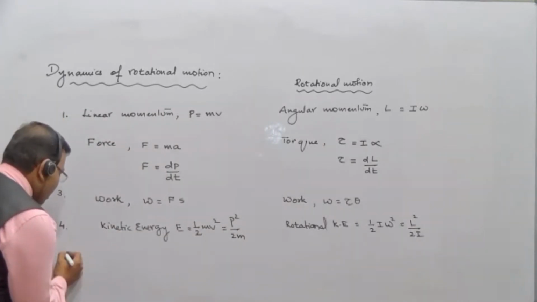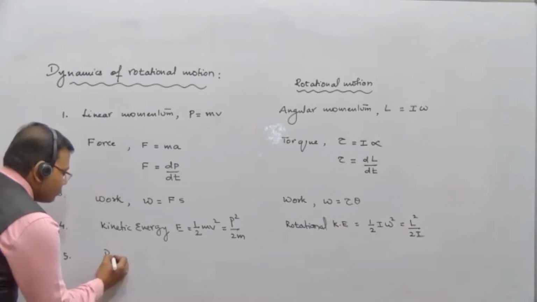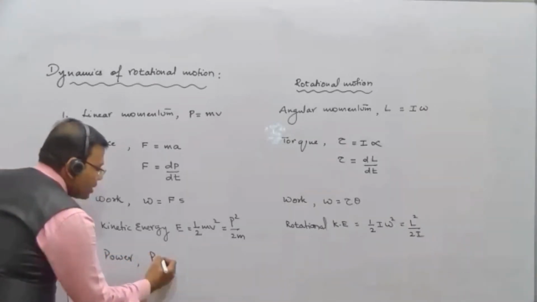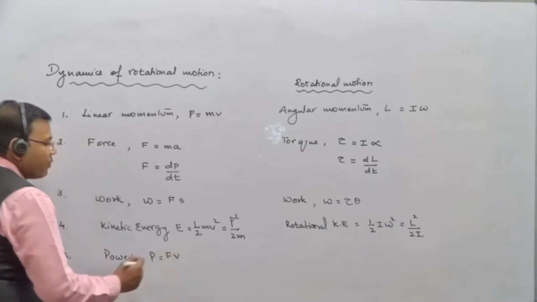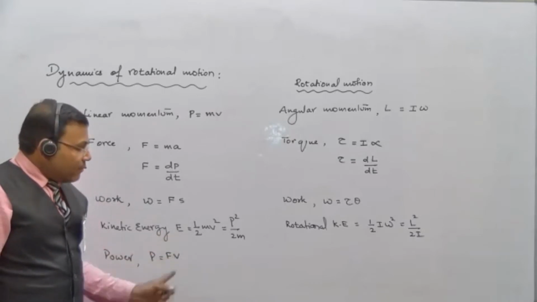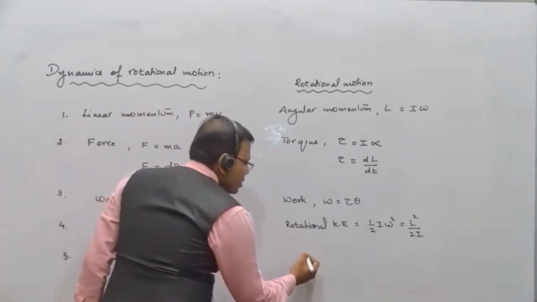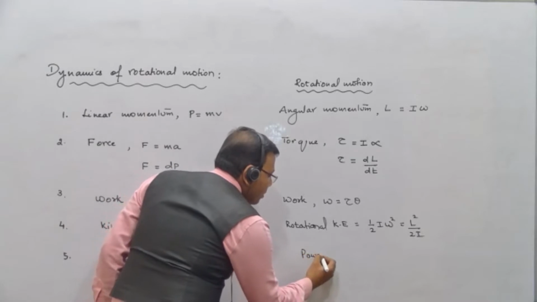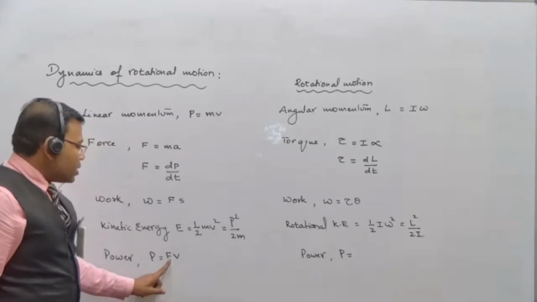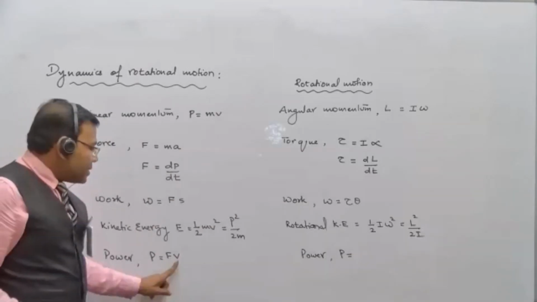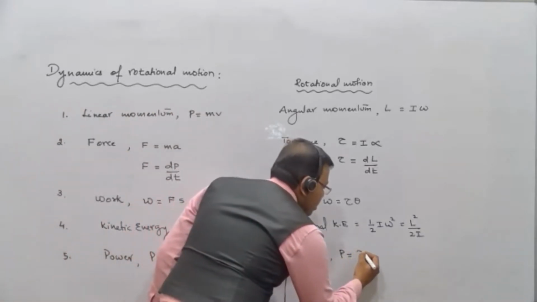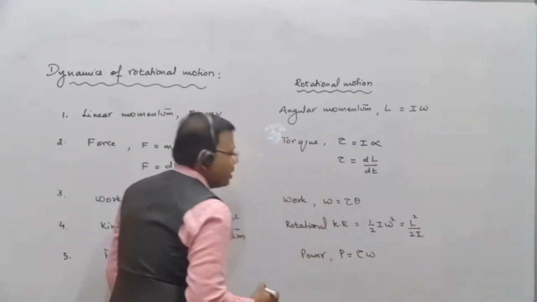Now let us move to power. What is the formula for instantaneous power? Power is force into velocity, that we have already seen. The product of force and velocity gives us the instantaneous power. The same formula we can write for rotational power. Power, denoted by P only, is equal to torque, which is tau, times angular velocity, which is omega.